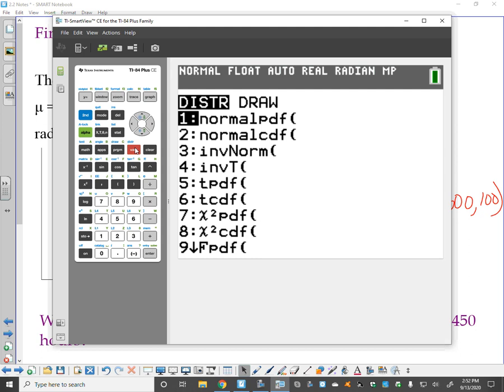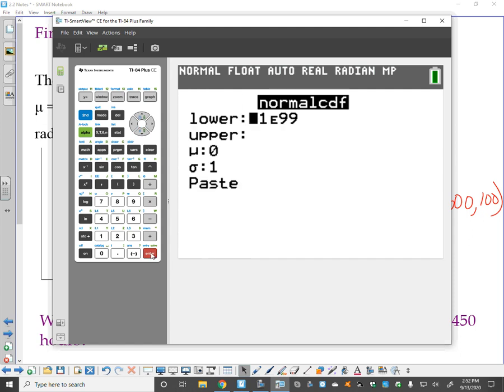Right now we're at number 1 and number 2, and I do not want a normal PDF. I want a normal CDF. We will talk about the difference between those two, just not at this second. So I'm going to go down to number 2 and hit enter. Now this calculator has the newer operating system, which I think is what most of you have. If your screen does not look like this, if it pops up on the home screen and just says normal CDF, then you're going to enter all of your numbers with commas in between them and then close your parentheses. If you have any issues with that, please ask and I'm happy to help you. Okay, so the lower, now this lower number that's currently in there looks rather odd.